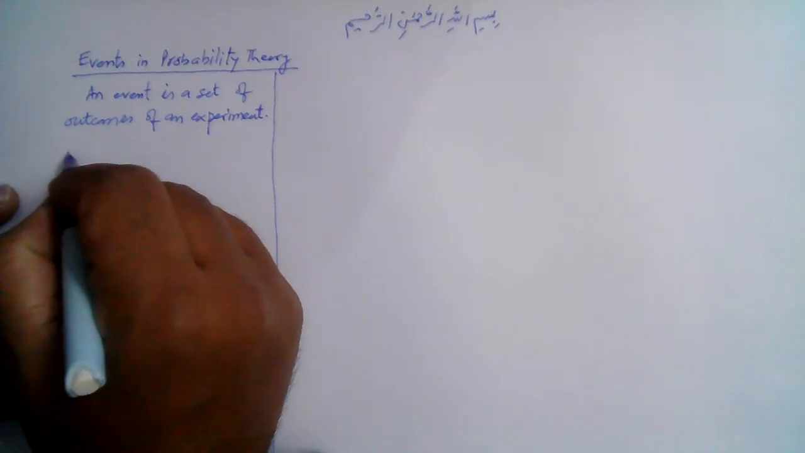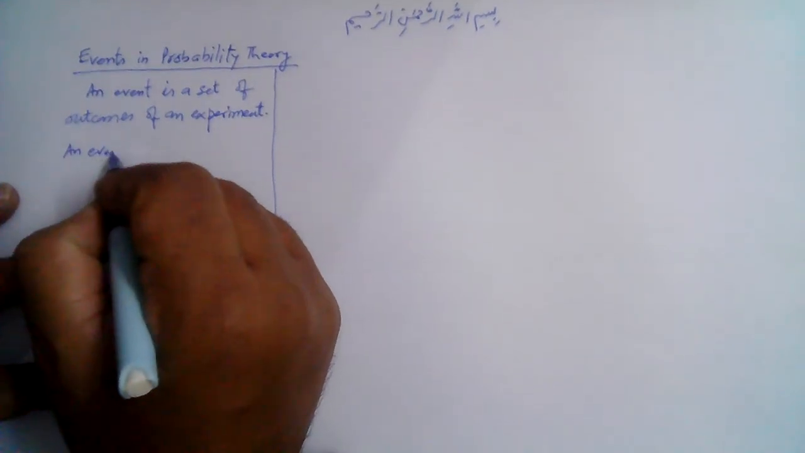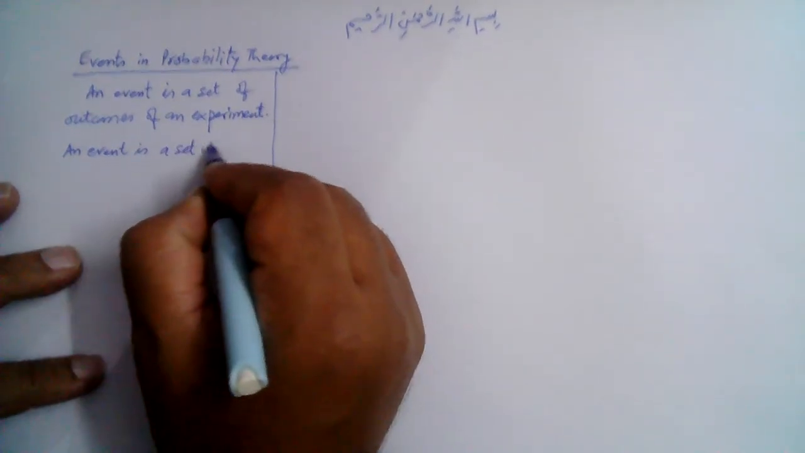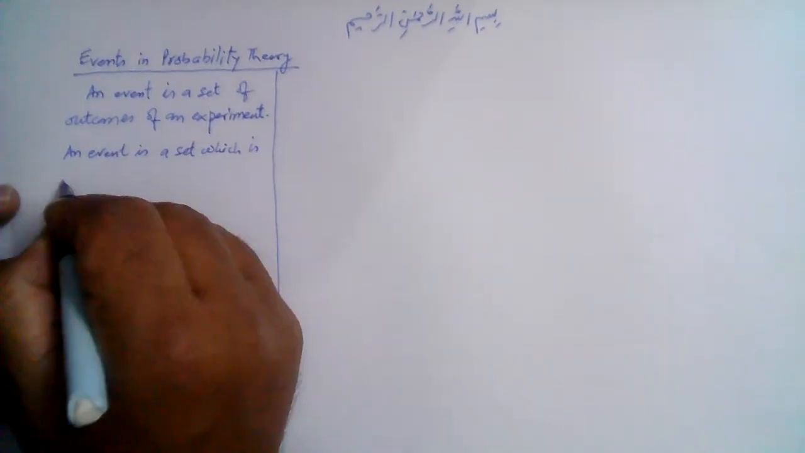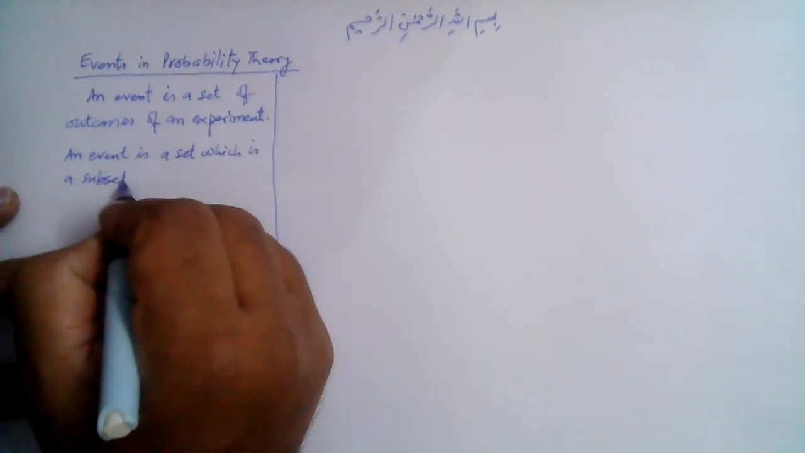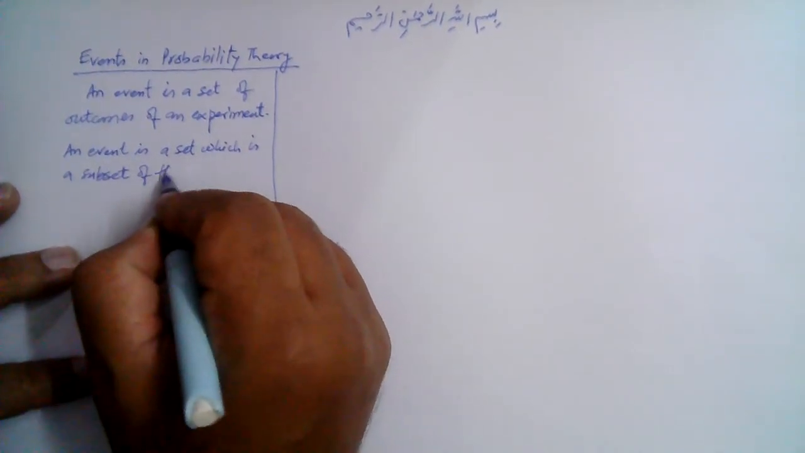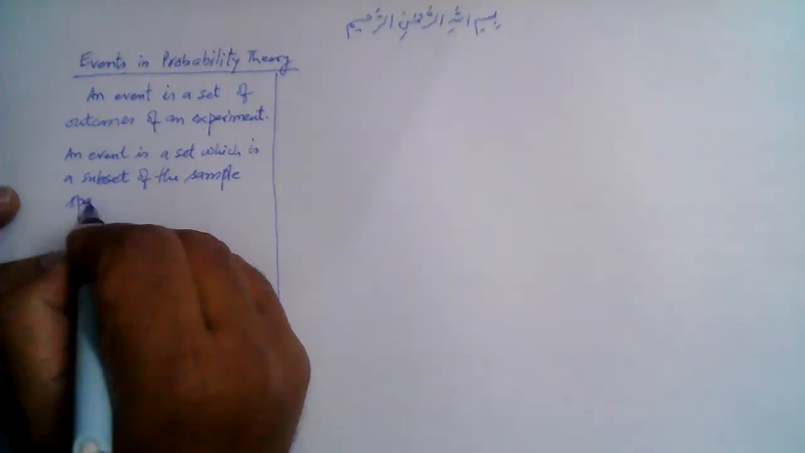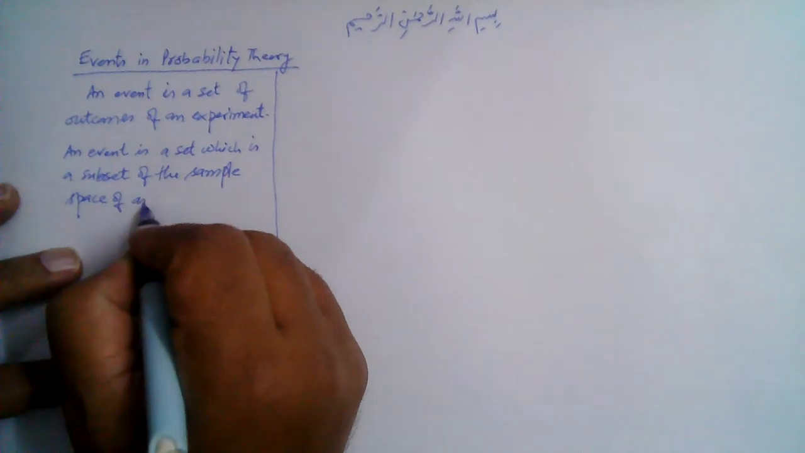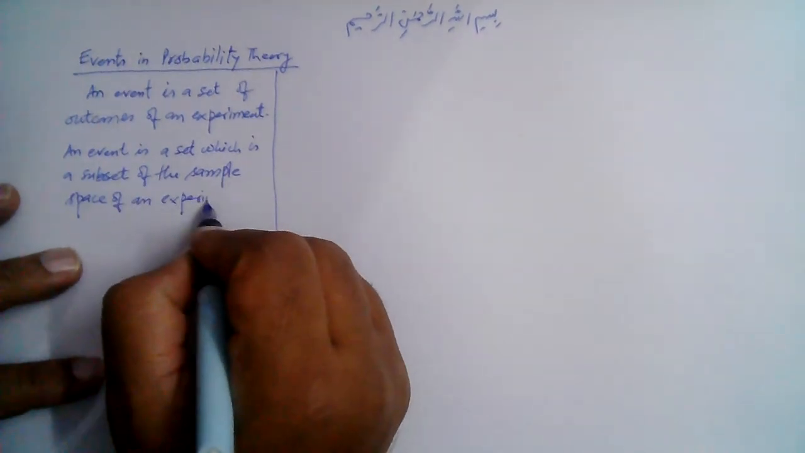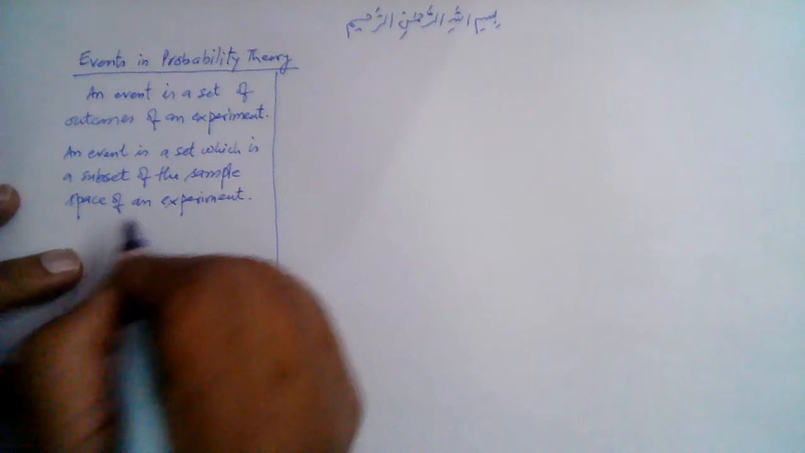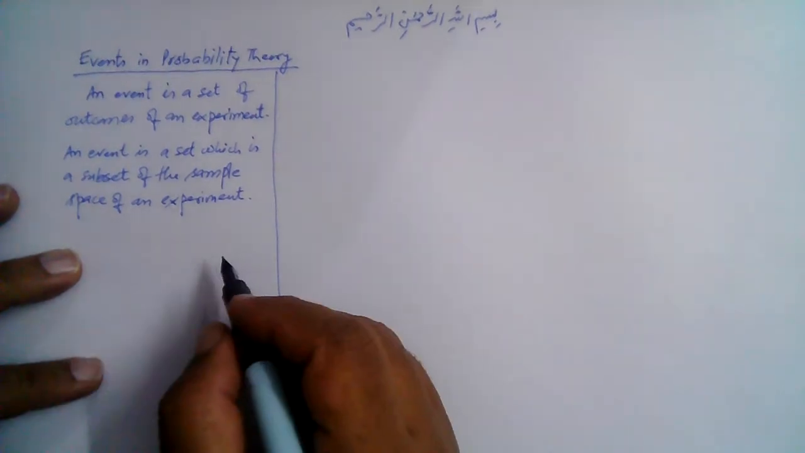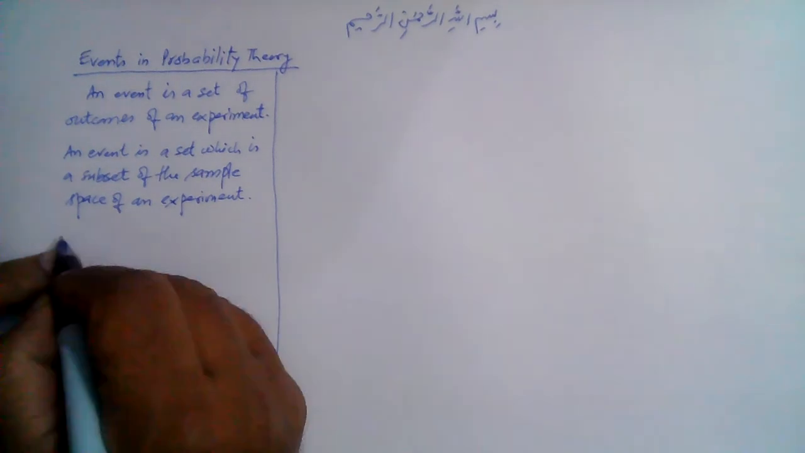So in other words, an event is a set which is a subset of the sample space of a probability experiment, right? So let's illustrate this with the help of some examples.